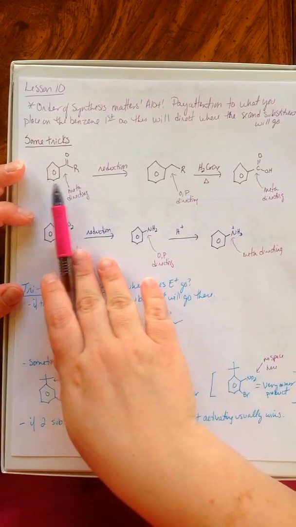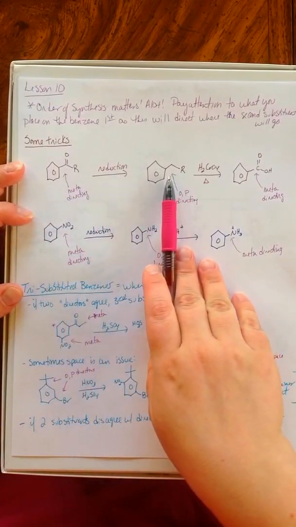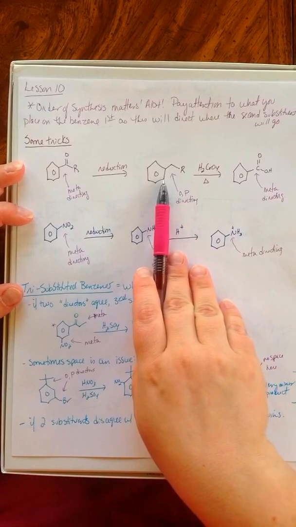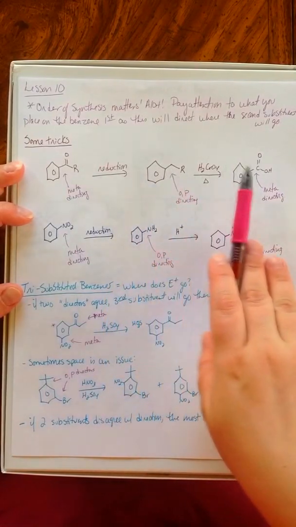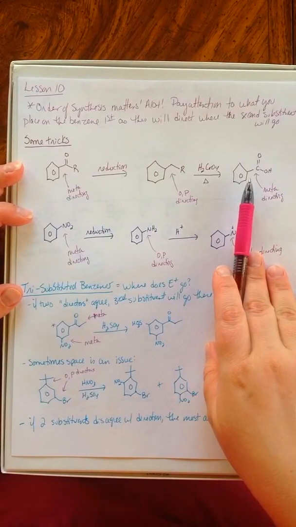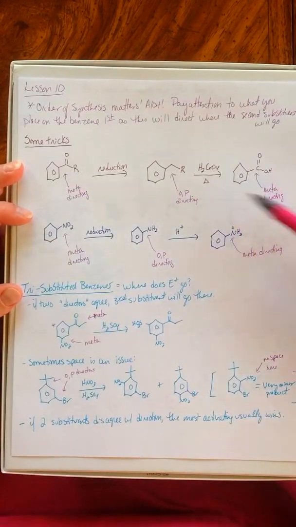Then you would go through this process and make sure that you added whatever substituent you're trying to add to the ortho-para position after you do the reduction and before you do the oxidation here, so that you can direct it as to where it wants to go.